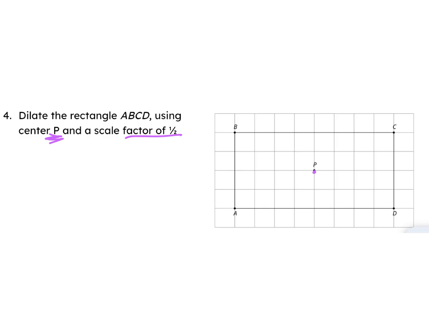Okay, and we're going to go half the distance. So I'm going to start with A. So A, I go 1, 2, 3, back 4, and down 2. So back 4 and down 2. So I need to go half the distance. So that means I go back 2 and down 1. I just cut those in half. And that's where A prime is going to be.